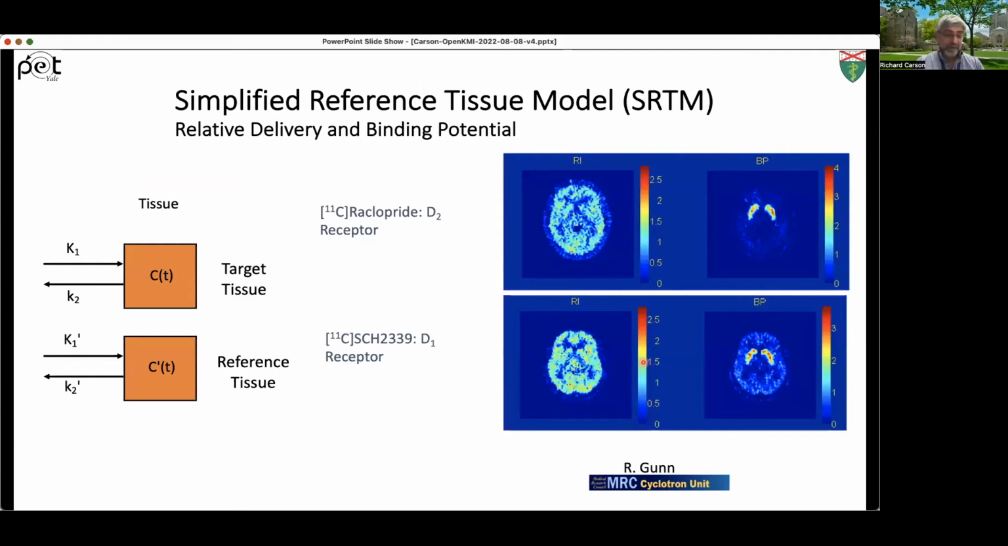If we can avoid the arterial blood, that's a great advantage. And the reference tissue model and simplified models are great ways to be able to do that, recognizing that the blood is the common input to all the tissue. There we can measure the binding potential, the relative or the distribution volume ratio between these two, and some relative delivery. We no longer get the absolute delivery values there.